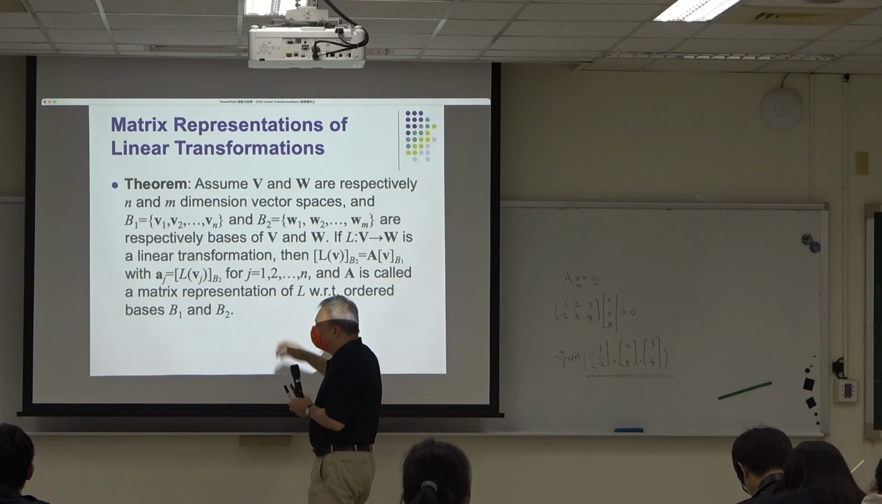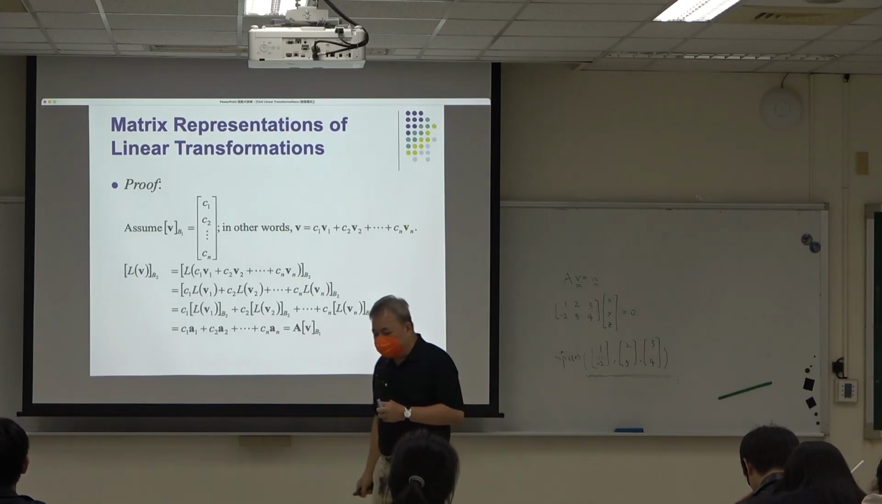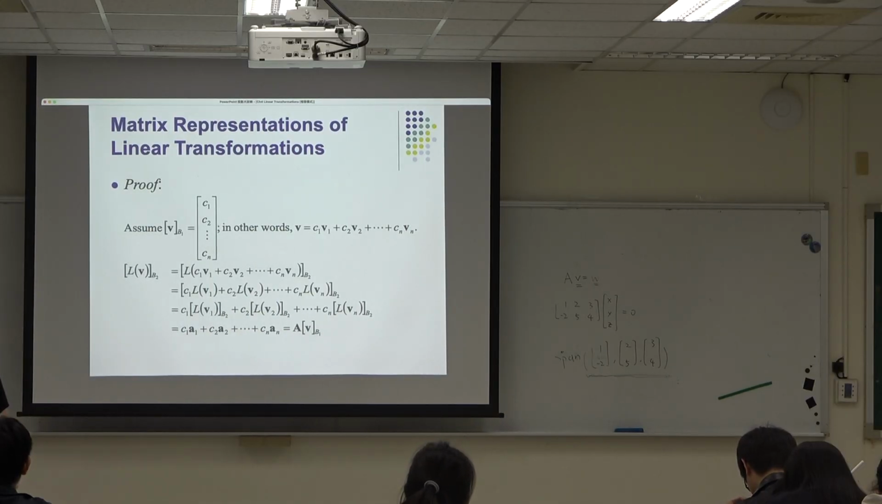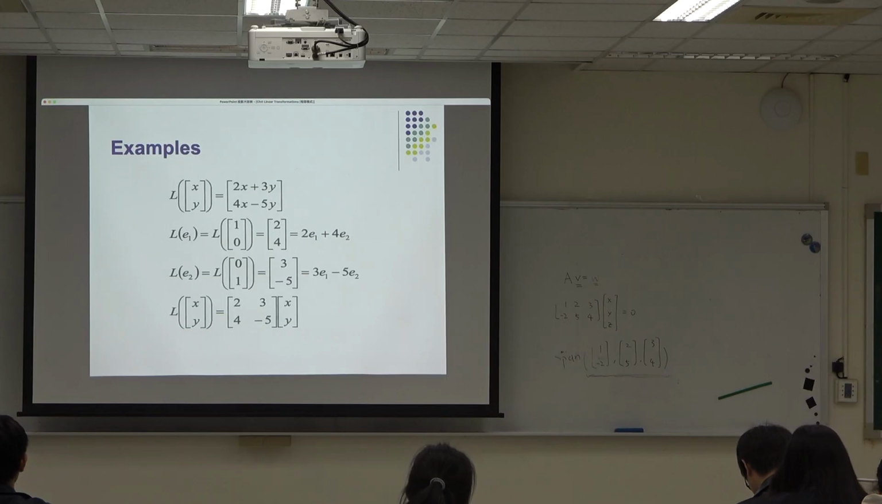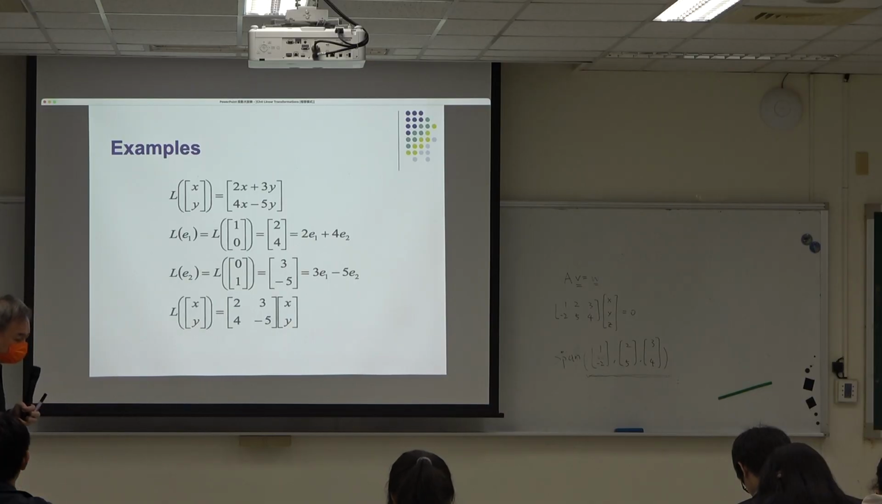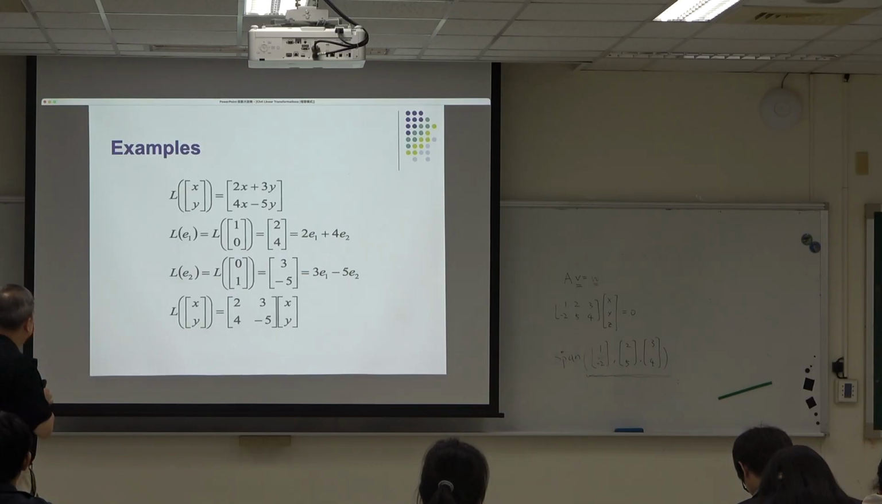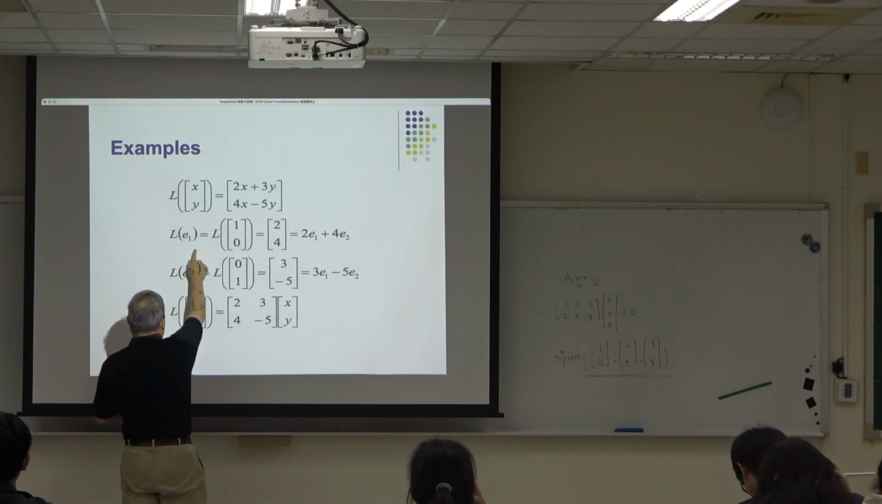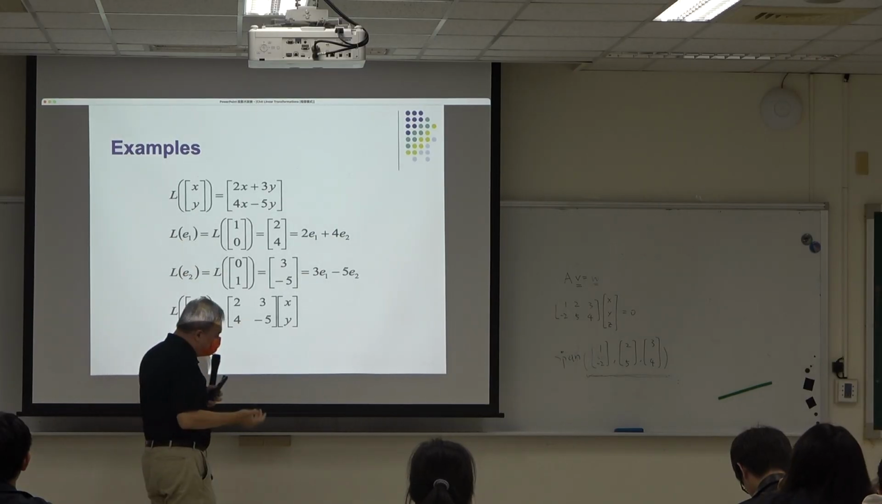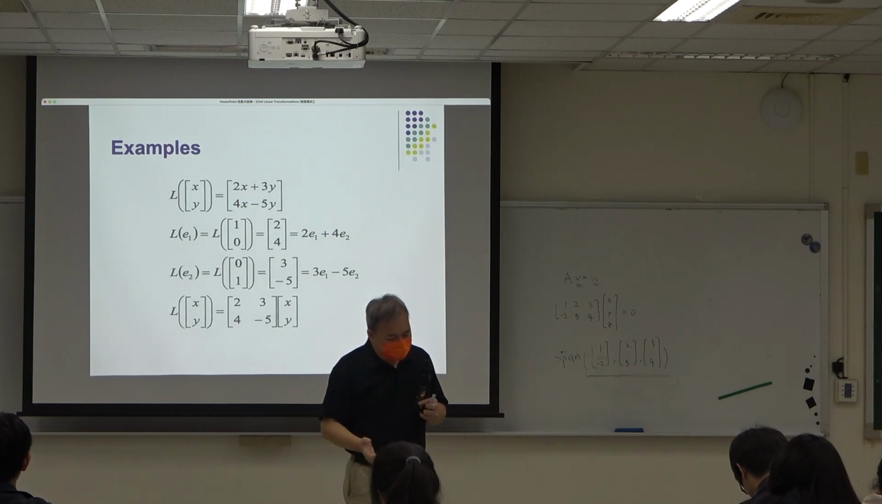So what exactly are we talking about? Before I give a proof, let me use an example. L(x, y) equal to (2x plus 3y, 4x minus 5y). This is obviously a map from two dimension to two dimension. But anyway, let's consider L(E1). E1, E2 will obviously be the standard basis, right?